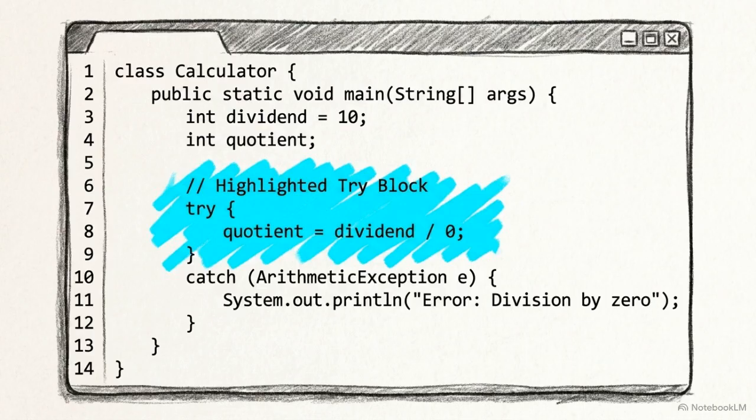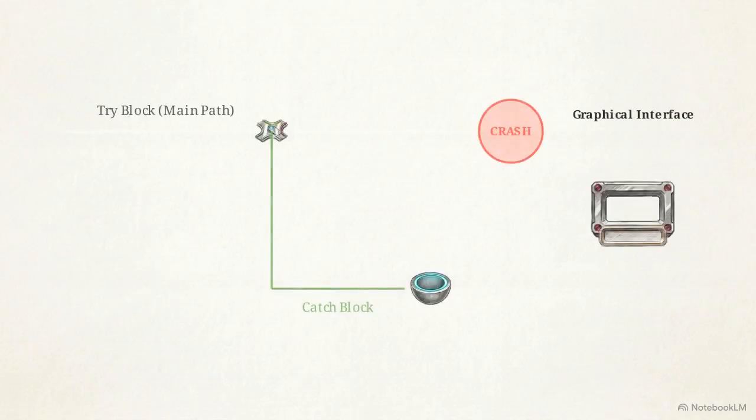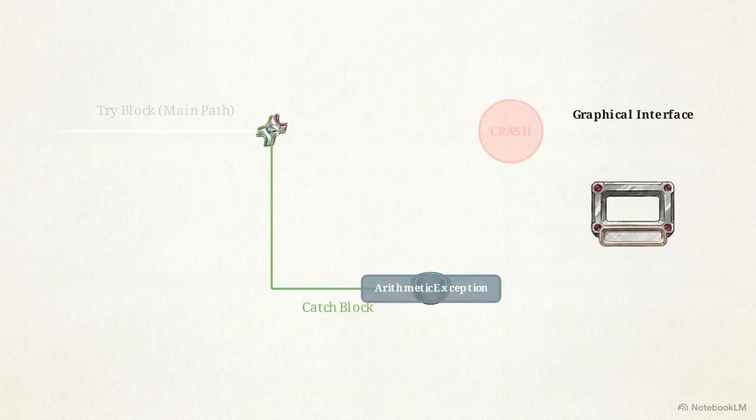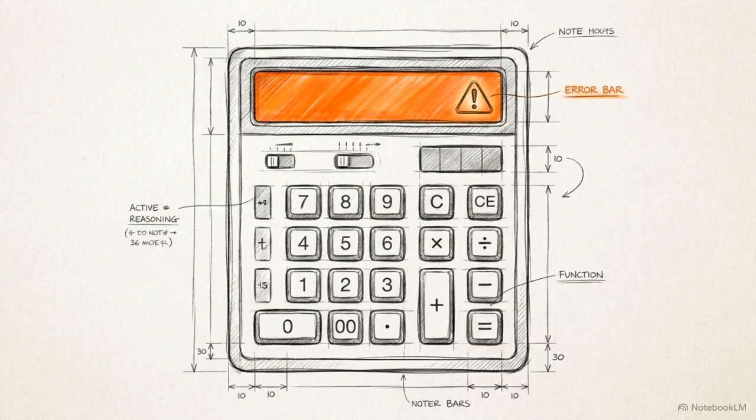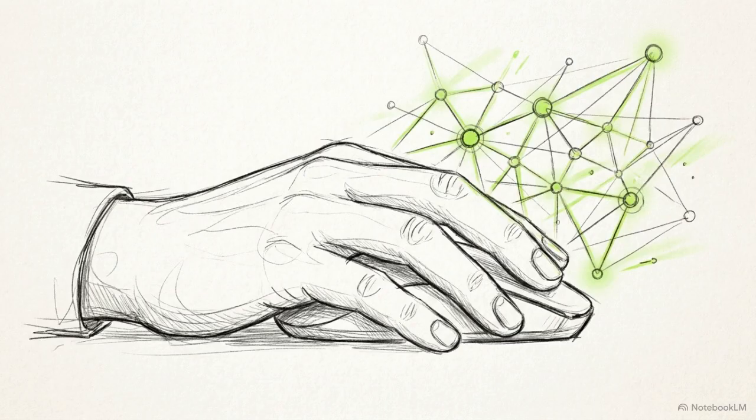Finally, execution enters the listener's try block. It attempts the division, and the math inevitably fails. But this time, the bifurcated control flow catches the anomaly. The JVM immediately suspends the try block and hands the arithmetic exception object straight into the matching catch block. The catch block executes its recovery logic. It reaches back out to the graphical interface and gently informs the user on screen, cannot divide by 0. The application remains running.